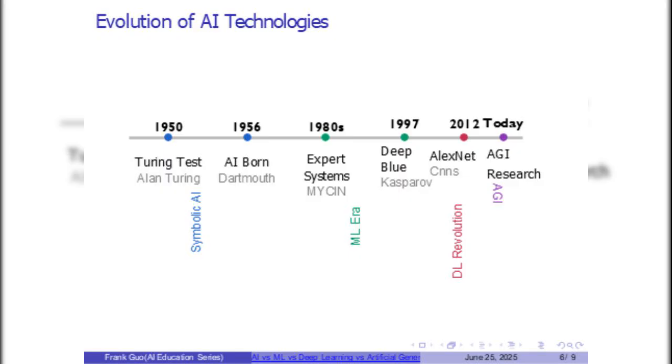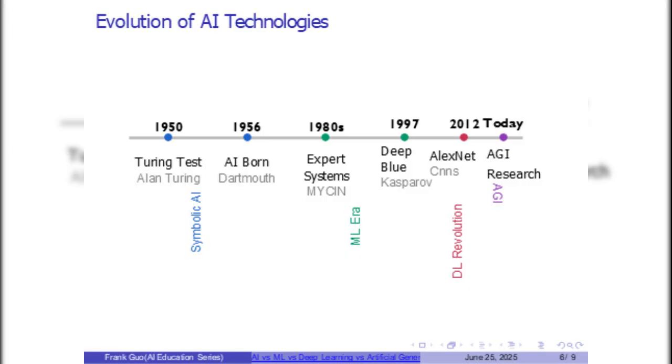1980s: We see the rise of expert systems like MYCIN, which used symbolic rules to help doctors diagnose infections. This era is often called the rule-based AI or symbolic AI phase. 1997: IBM's Deep Blue defeats chess world champion Garry Kasparov. It showed that machines could master complex games using brute force search and logical rules.